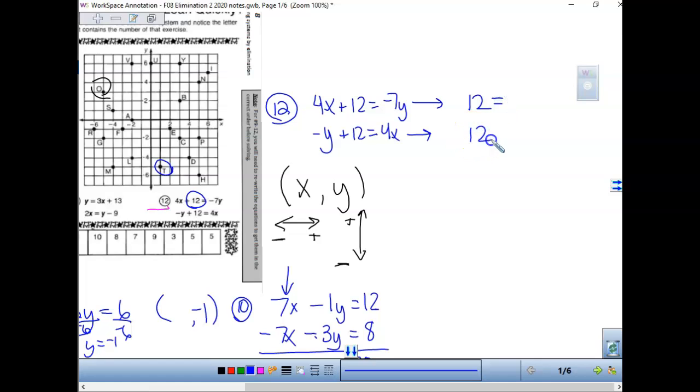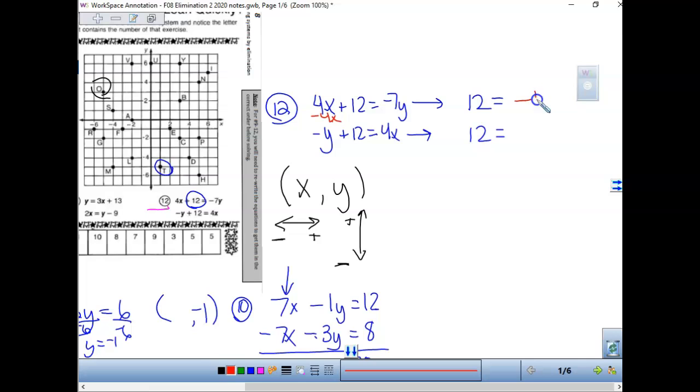Here I also want the 12 by itself. So instead of putting the number last, we're going to put the number first. So if I am taking a look at that, Josh, how do I get this 12 by itself when I have it plus 4x? What do I have to think of doing to get rid of that plus 4x? Minus 4x. So I'm going to have a minus 4x over here.